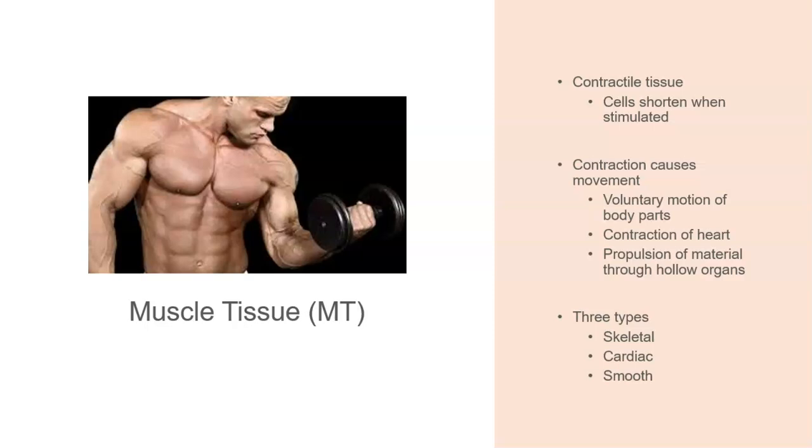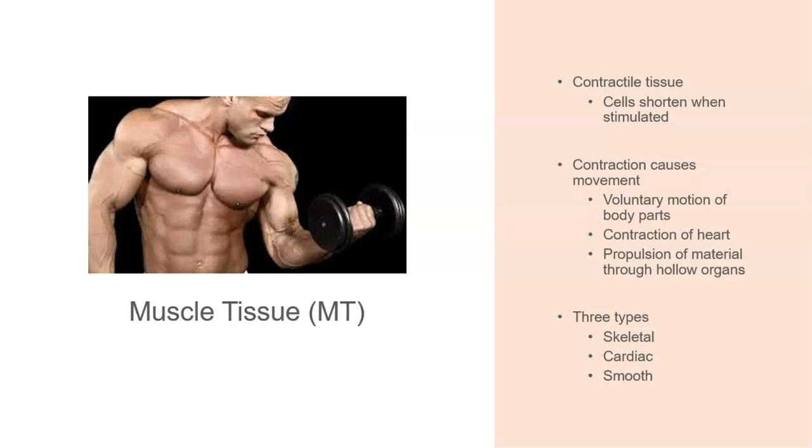We have 3 types of muscle. Skeletal muscle is attached to bone. When it contracts, it moves your body parts. For instance, if you move your arm, that's because of skeletal muscle attached to the bones in your arm. When those muscles contract, your arm moves. Contraction of the heart is carried out by cardiac muscle. So what does it move? It moves blood through and out of the heart.